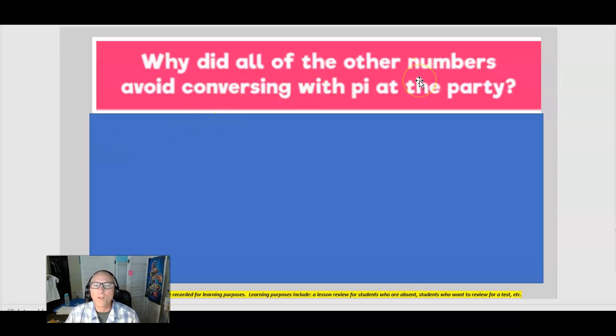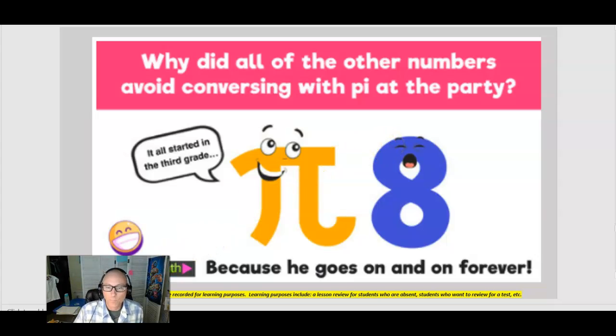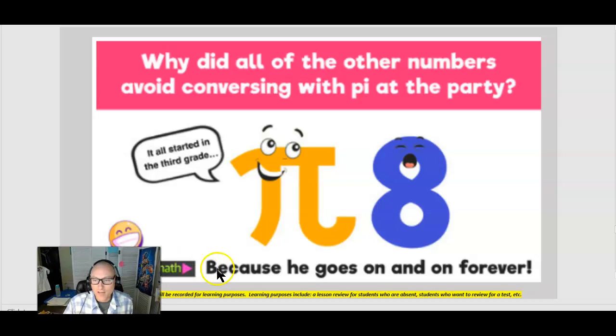Why did all of the other numbers avoid having a conversation with pi at the party? Well, this is why. It all started in third grade, and because he goes on and on forever. Oh, poor number 8. By the way, do you know this one? What did the 0 say to the 8? Don't look it up. Ready? Nice belt. Okay, now you can look it up, see if it makes sense to you.